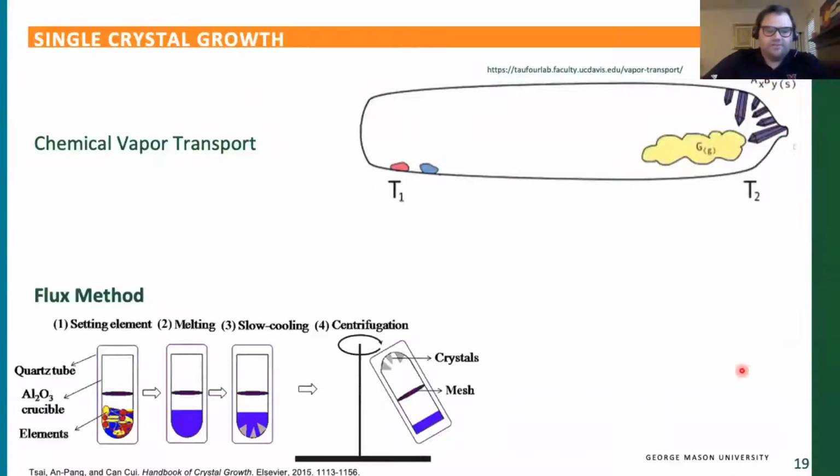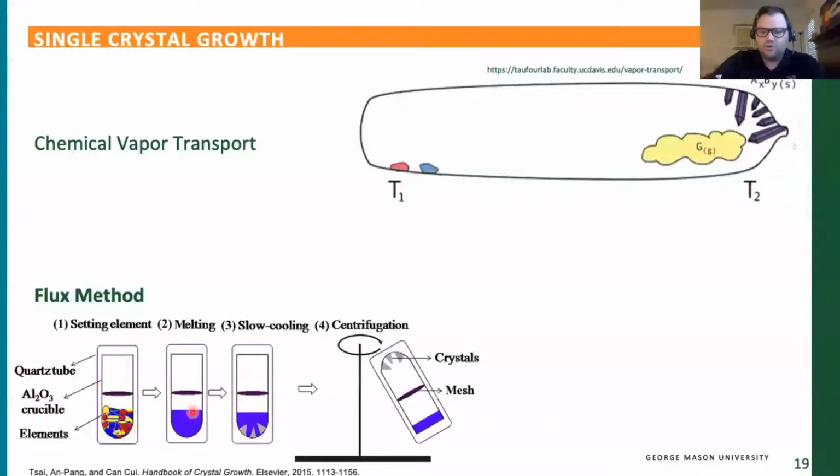The flux method is quite different from chemical vapor transport. The composite elements are placed within a crucible, shown here in the bottom left, along with the flux. And this whole crucible structure is then sealed within a quartz tube under vacuum. Upon heating, the flux melts first, and all these bare elements will dissolve into the melt. And then you have a homogeneous melt here at some high temperature.